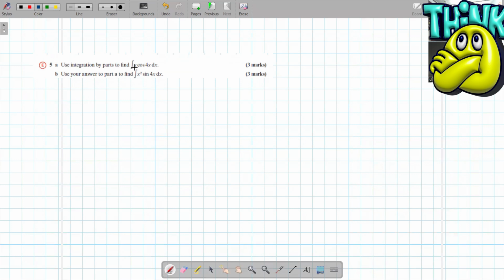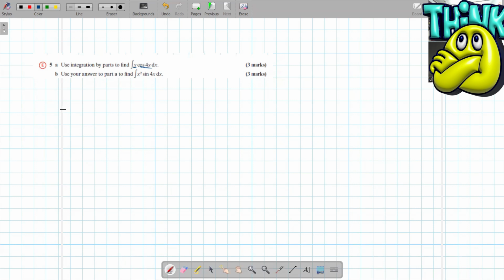Now, in part A, there are two functions. One is algebraic and the other is cos 4x. So, which one of them should be taken as first function and which should be second? The first function is the one that should be easy to differentiate, right? So that's the algebraic one, and the integration one should be the trigonometric.